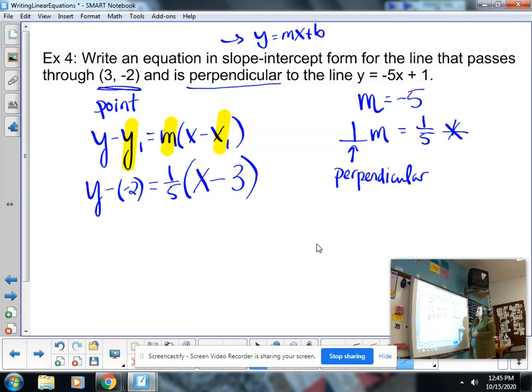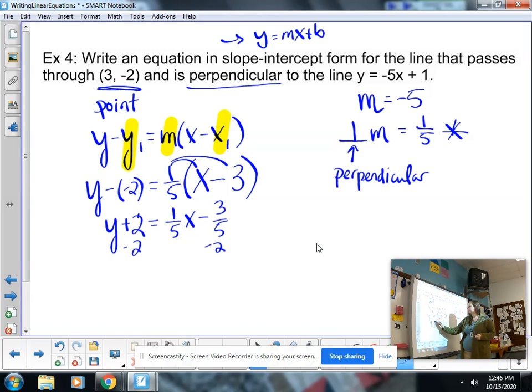My final answer is going to have to be in y equals mx plus b, so I'm going to have to rearrange this equation so that the y is by itself. Minus negative 2 is going to become a plus 2. I'm going to distribute the 1/5. So we have 1/5 x minus 3/5. 1/5 times negative 3 is negative 3/5. And then I'm going to subtract the 2.